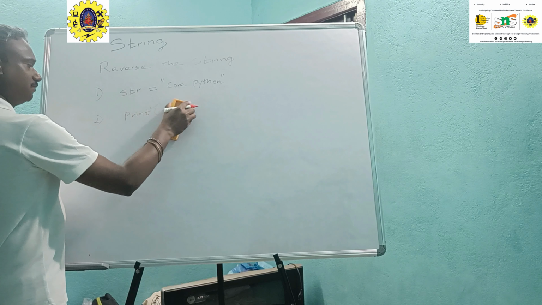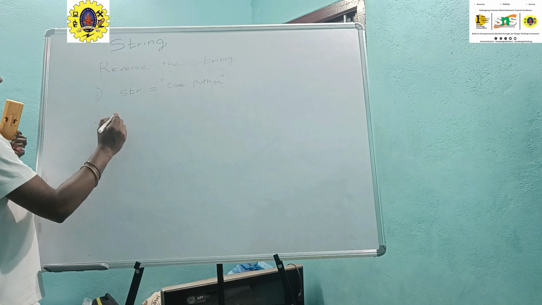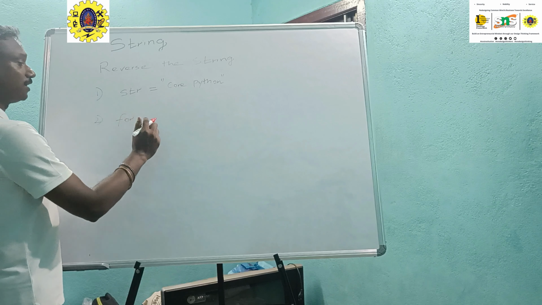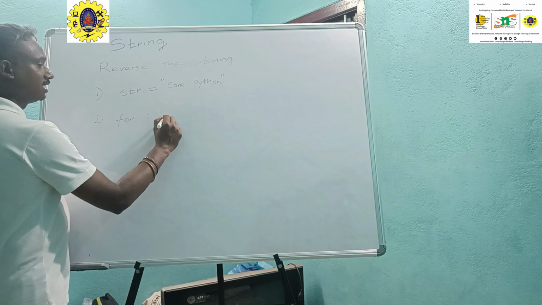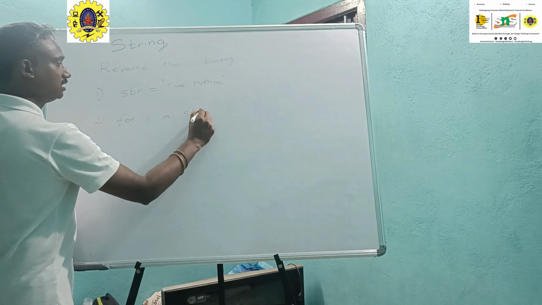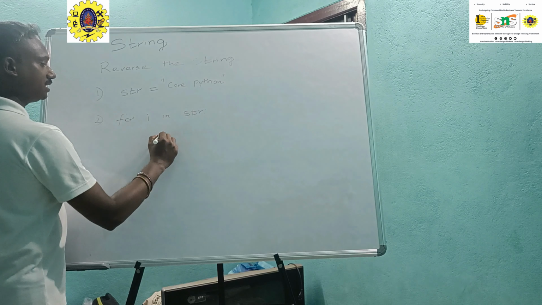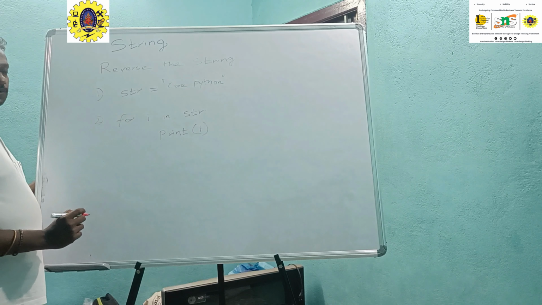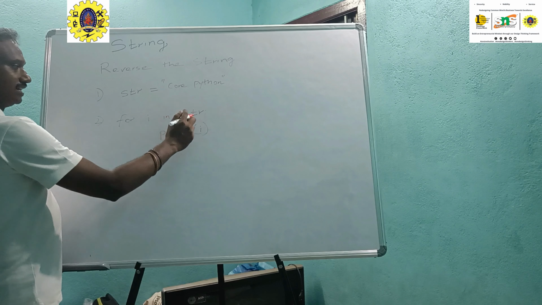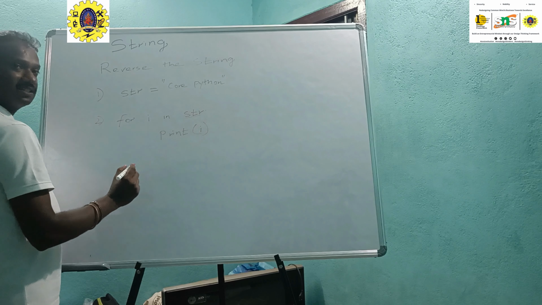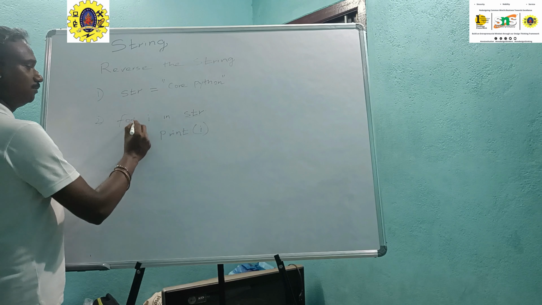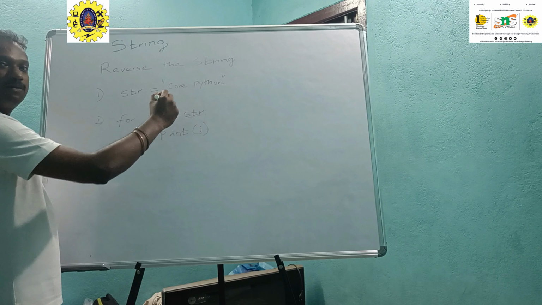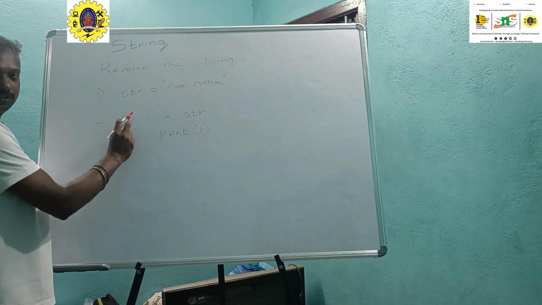But apart from this, you must know how to display each character in a given string using a for loop. For example, I'm telling you one simple example, the same example. Print i. Here str is the variable name where the string is assigned. With the help of this for loop, we can display each character in the given string one by one. So you must know these particular lines.